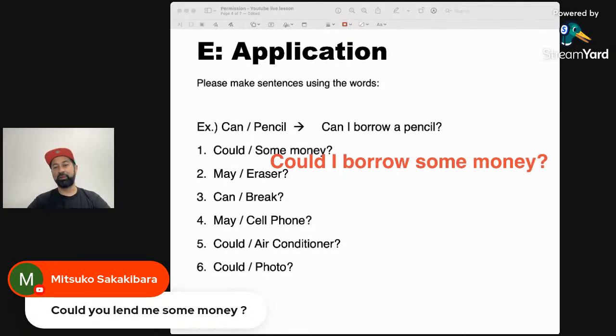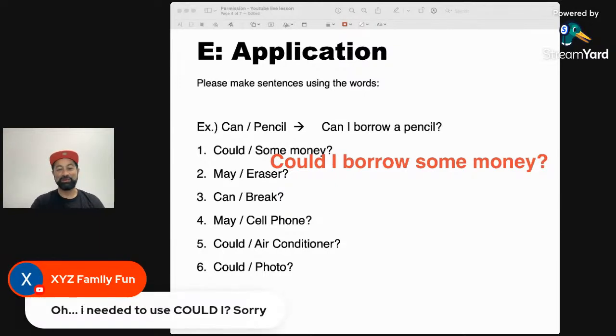But in today's lesson, we want to practice could I. So could I borrow? And could you lend? The meaning is the same. One is a request, one is permission. In today's lesson, it's permission. So could I? XYZ family, yeah, you realize now I needed to use could I. Sorry, no, you don't need to say sorry. That's okay. We're all learning together, so don't worry.